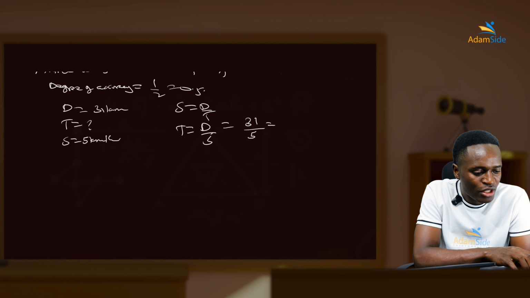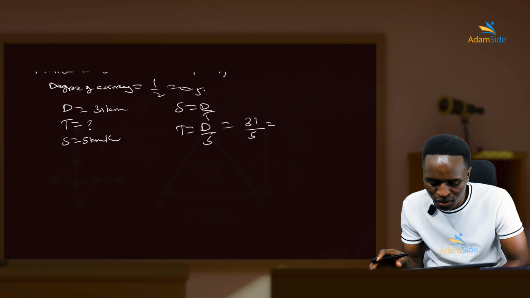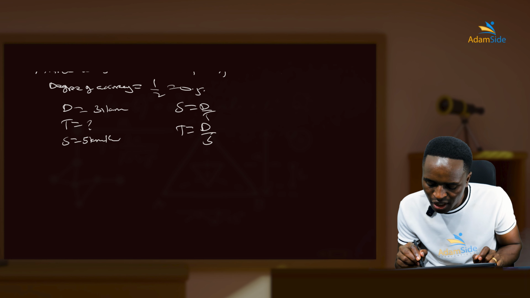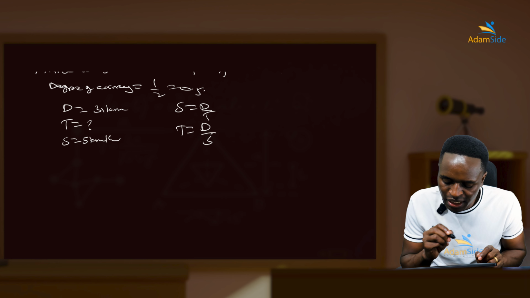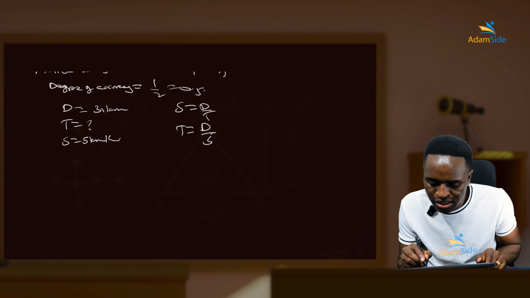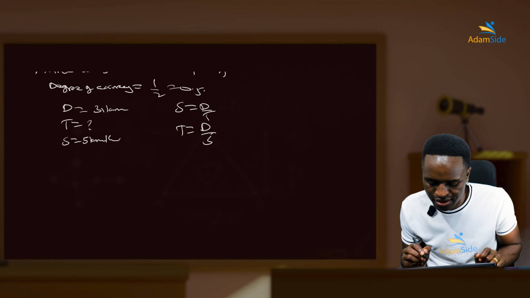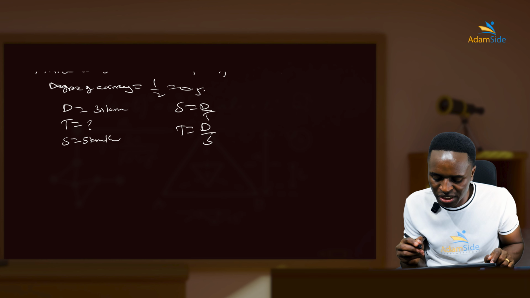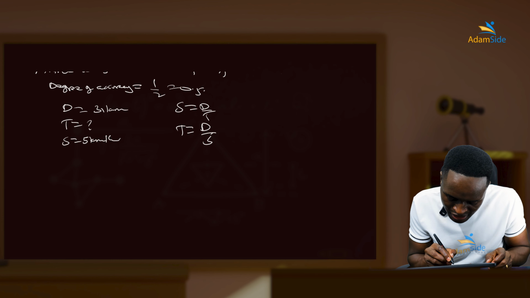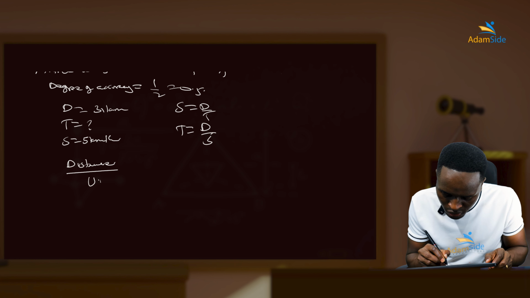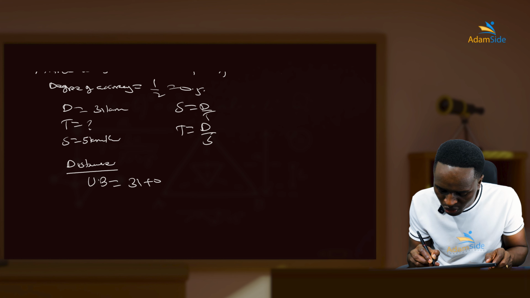That's where the majority of students make the mistake. Before we solve this kind of question, we understand that the formula is time is equal to distance over speed. So what do we need to do? We need to get the upper bound of distance, because we now know the limit is 0.5. So the distance upper bound will be 31 plus 0.5, which is 31.5 kilometers.